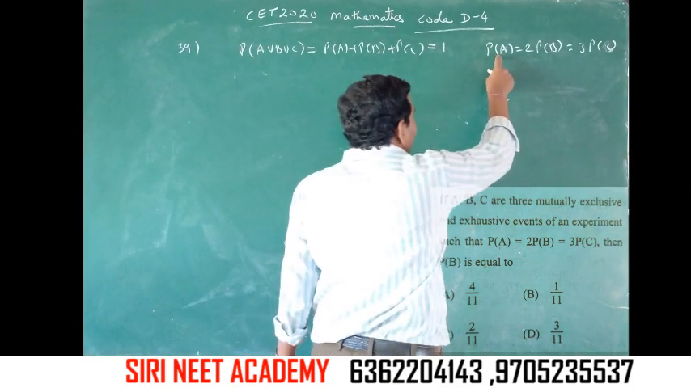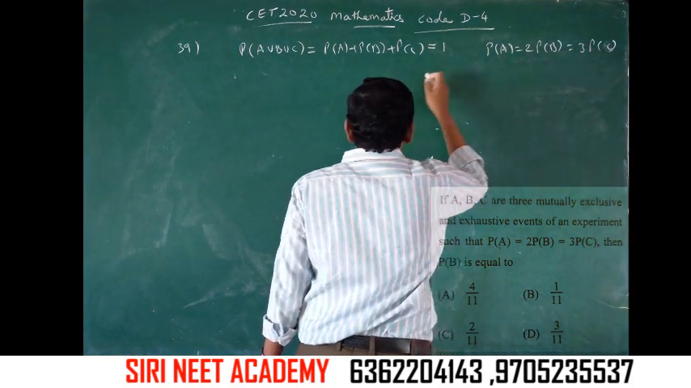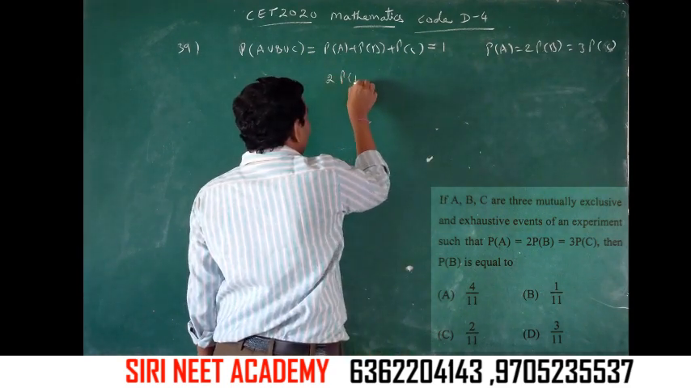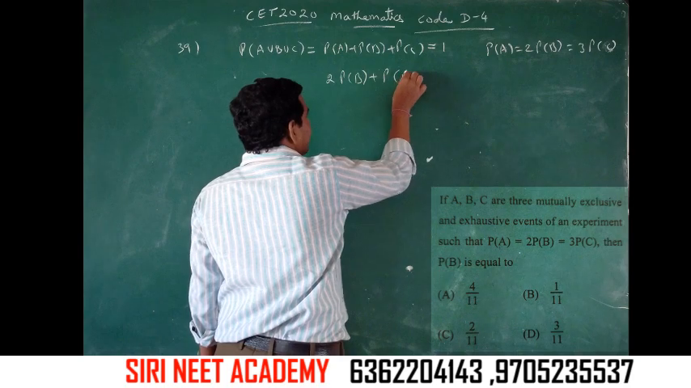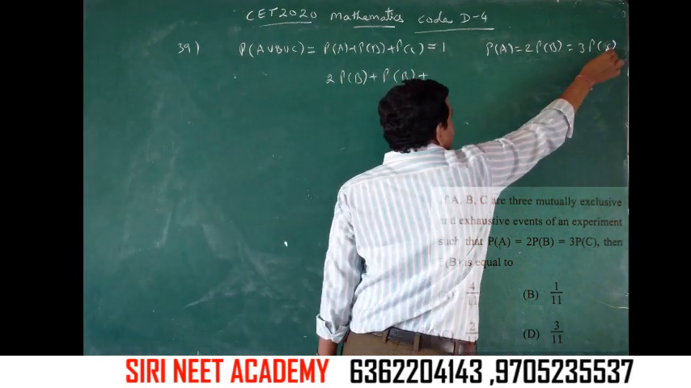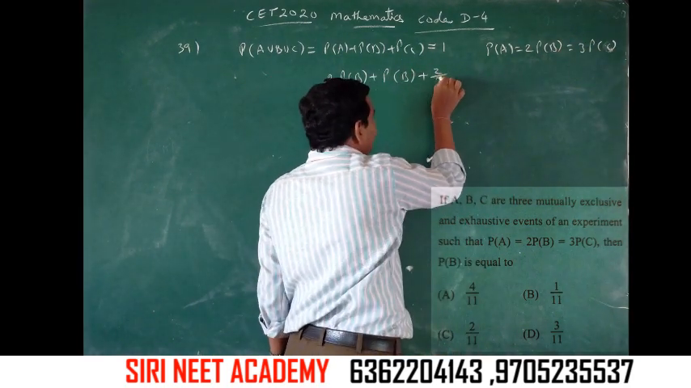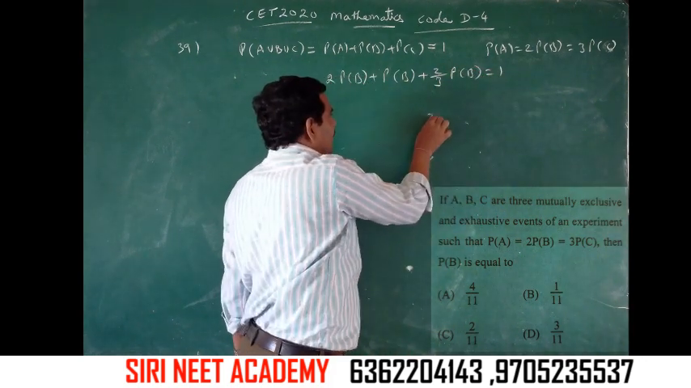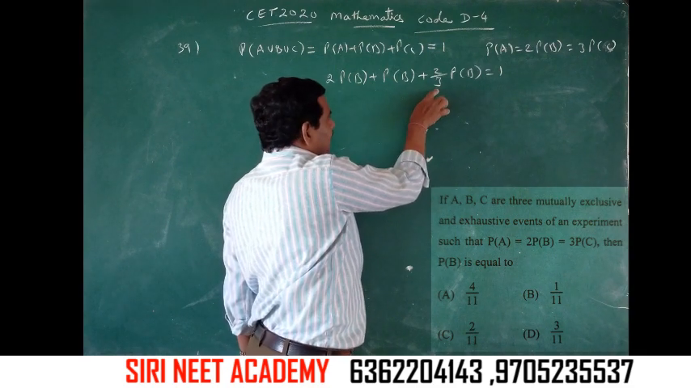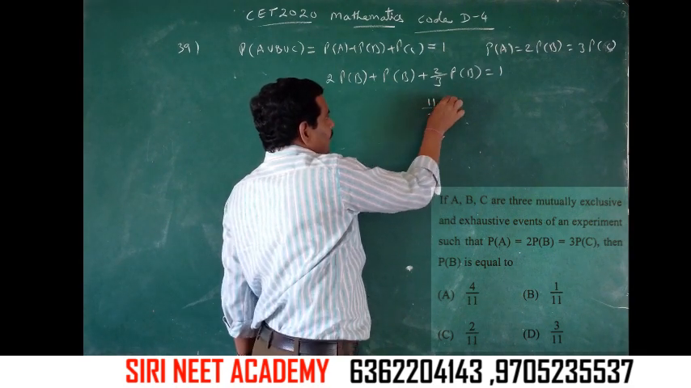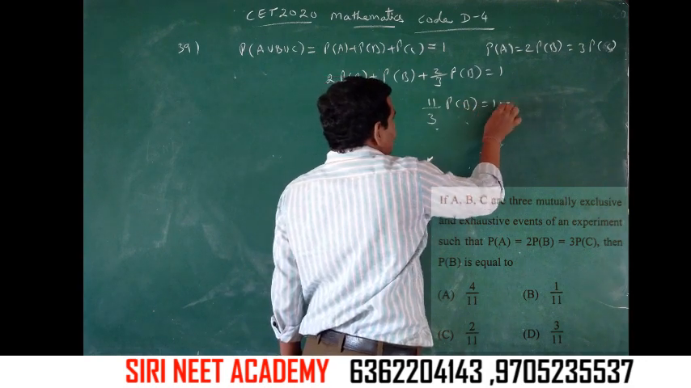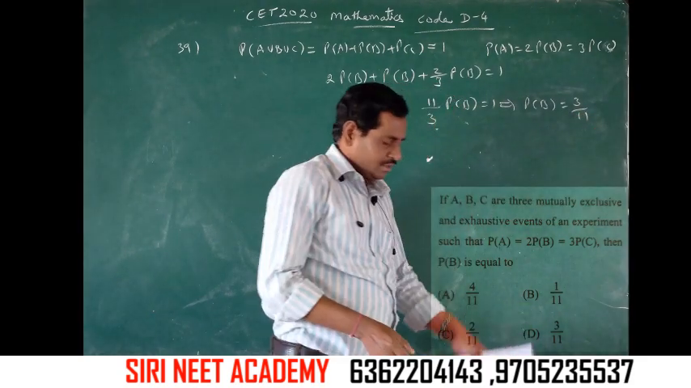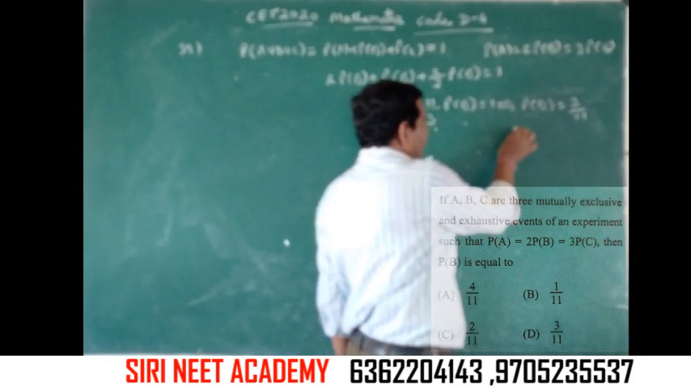So express P of A and P of C in terms of P of B. P of A in terms of P of B is 2 times probability of B. Second one as it is, third probability of C is 2/3 of probability of B, is equal to 1. So numerator is 3, 2 plus 1 is 3, 3 into 3 is 9 plus 2 is 11. So the probability of B is equal to 3 by 11. Option D.